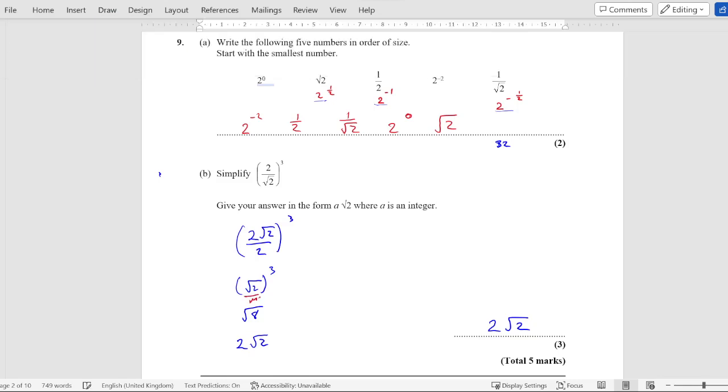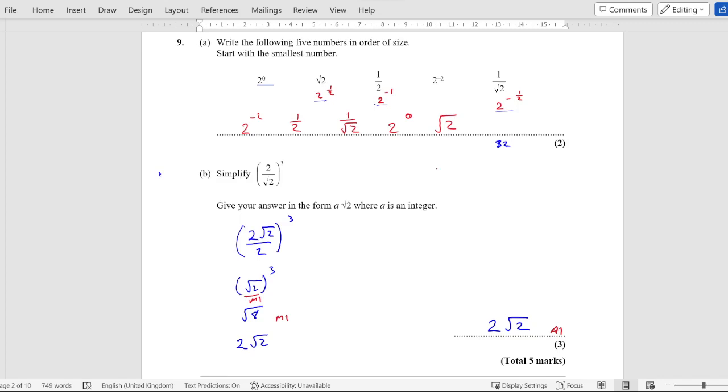It was an M1 for rationalising the denominator, an M1 for the method of cubing it, and then an A1. But you could have picked up those in a different order, but essentially that's where the 3 marks came from.